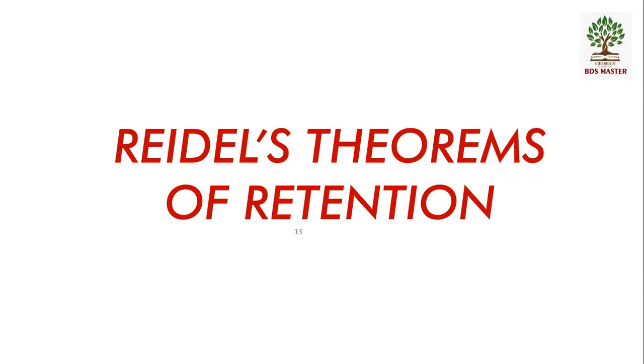Perfect. Okay. After this, we came to probably one of the most important questions from this chapter that has been asked several times: the theorems of retention. There are 10 theorems, out of which the first nine were given by Riddle. The 10th one was added by Moyers to the same theorems of retention. So if somebody asks you the theorems of retention, the first nine are given by Riddle and the 10th one is given by Moyers.